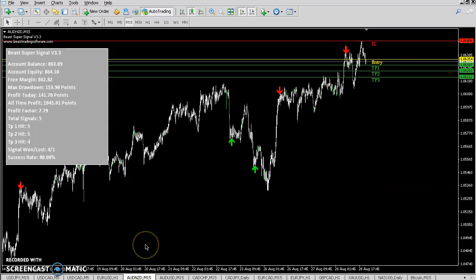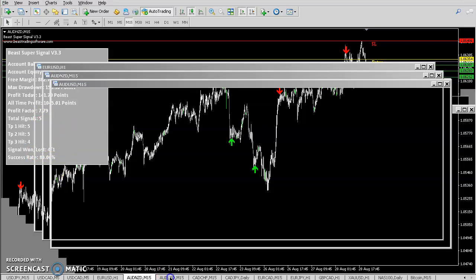So here we have AUD NZD on M15. In this case, over the last 1,000 bars, we had only 5 signals for a total of 104 pips with a very nice profit factor. Out of those 5 signals, TP1 got hit 5 times, TP2 got hit 5 times, and TP3 got hit once. So in that case, we consider 4 complete winning signals, 1 loss for an 80% accuracy rate. So this was also pretty good statistics.